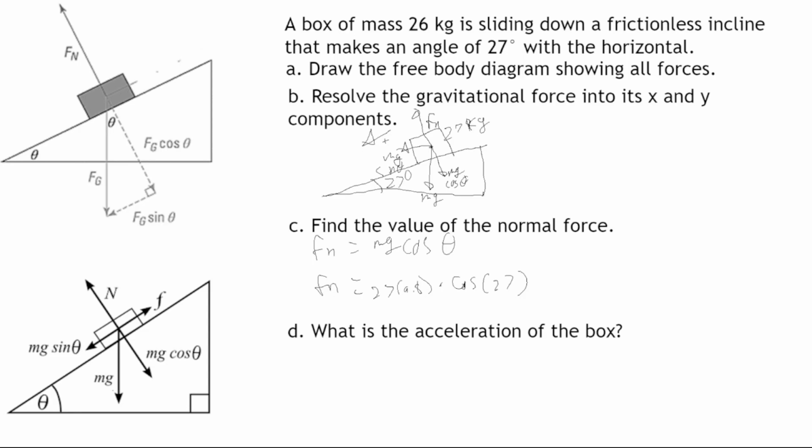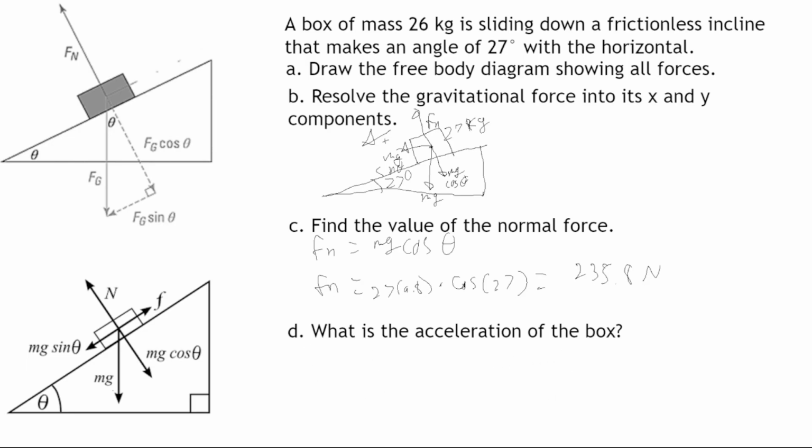Okay, now we're going to take a look at this. We're doing 27 times 9.8, which gives about 264.6, and then you multiply that by cosine of 27, and we get 235.8 newtons as our normal force. So that's how we find our normal force. It's just mg cosine theta.